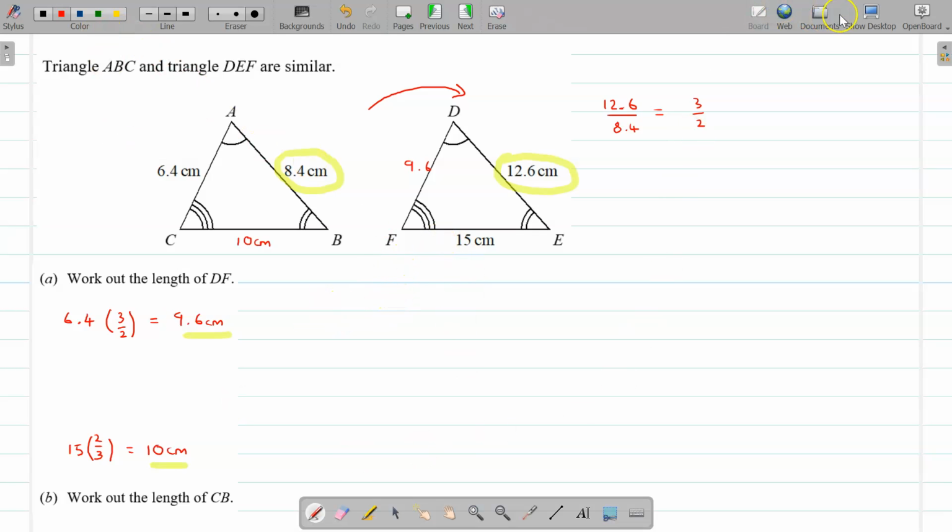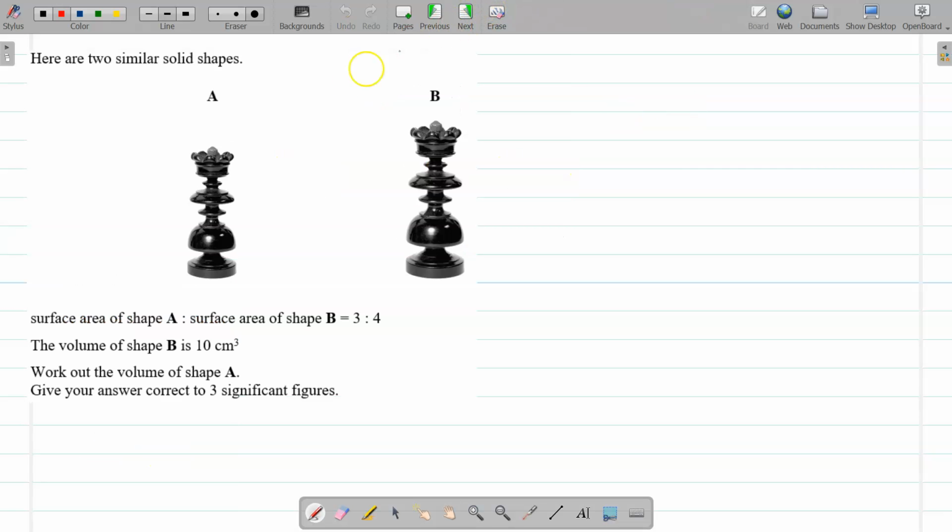Okay, so next question to look at. Now this is about volume and area as well as lengths. So this gets a bit more complicated. These are solid shapes. They look like two chess pieces, and the ratio of the surface areas are 3:4. That means if you were going to paint that 3D shape, you would need 4/3 the amount of paint to do B than A. So suppose you needed 3 brushfuls of paint to cover shape A, you'd need 4 brushfuls of paint to cover shape B.